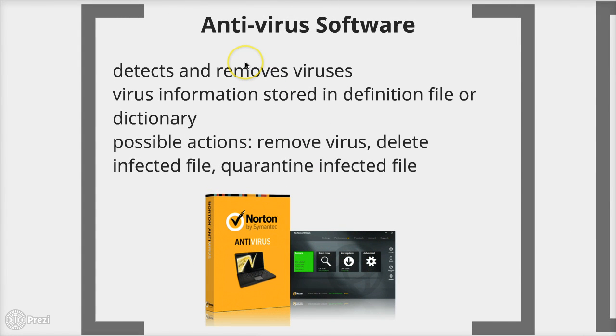So, for example, the antivirus software is responsible for detecting and removing the computer virus, and the virus information is stored in a definition file or dictionary. So if a user finds a computer virus using the antivirus software, these are the possible actions. He or she can remove the virus, delete the infected file, or quarantine the infected file. Quarantine means 隔離. So the antivirus software is a must in a modern computer, because when our computer goes online, we are facing all kinds of attack by the virus software.